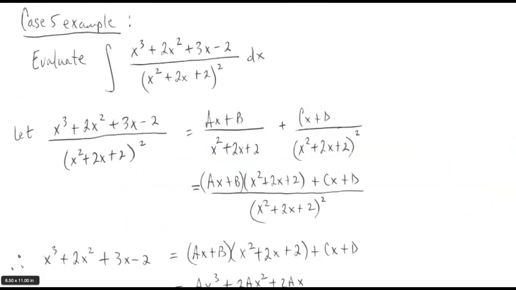So the key thing in a case 4 situation is that we have a quadratic factor that's irreducible that we're dealing with. For a case 5 situation, what's special about it is that not only do we have a quadratic factor that's irreducible, but we have it repeating in our denominator. Okay, and so this is what this case 5 example is going to show. How do we deal with that?